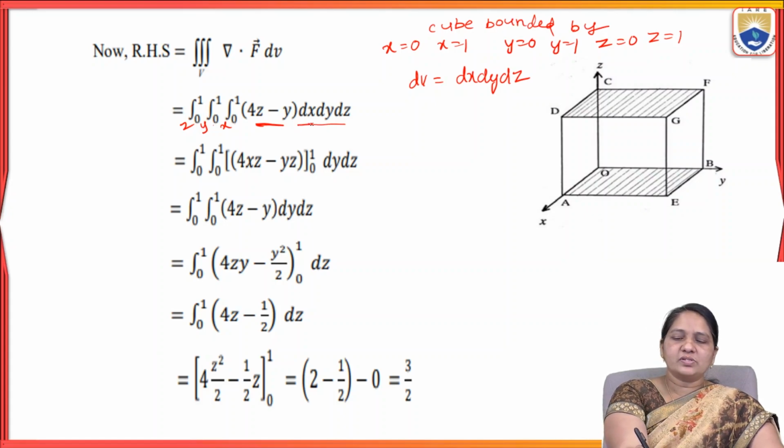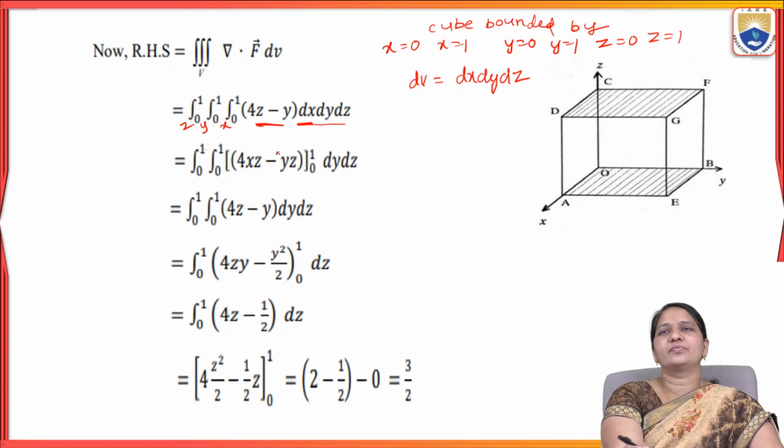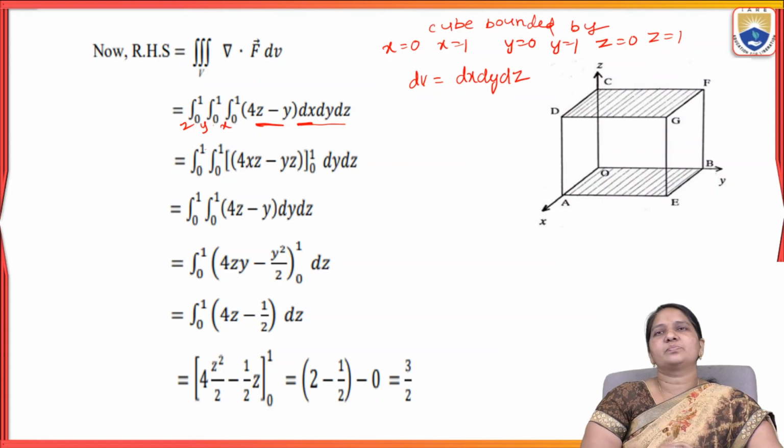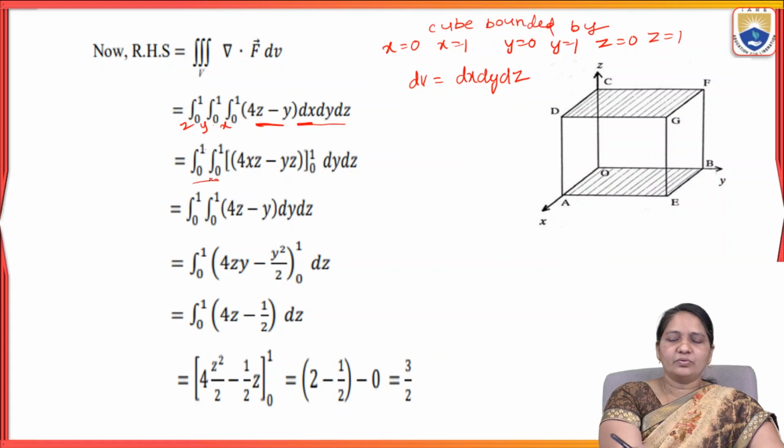Now we are doing first with respect to x. Here, 3 values, that means all 3 limits are constant, so we can do any one first. Otherwise, if you have one variable limit and one constant, first we have to integrate with respect to the variable limits, and finally the constant limits. So here first we are doing with respect to x.